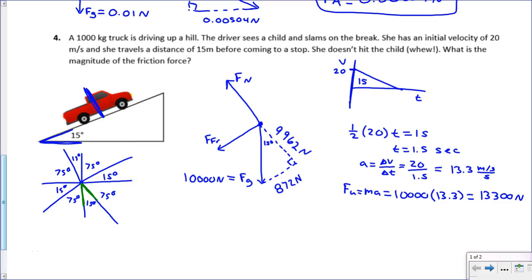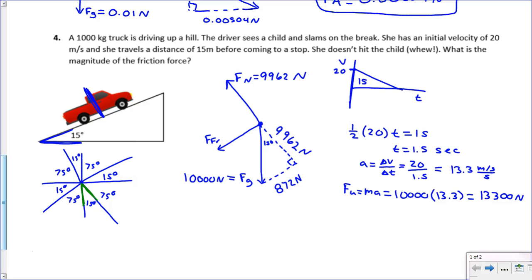Now, this is where we go back to interpreting our force diagram. We know that the normal force, we know it's not accelerating in that direction of the normal force because it's not taking off away from the hill. It's not like burrowing down into the hill. And so we know in the direction of this normal force, it has to be balanced, which means that this is 9,962 newtons here.